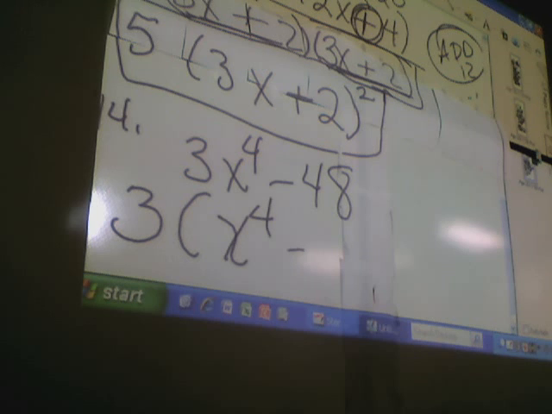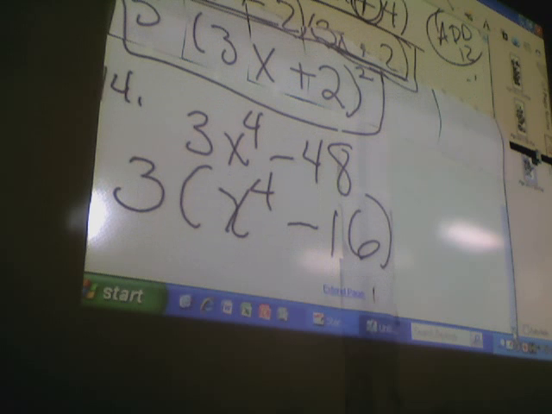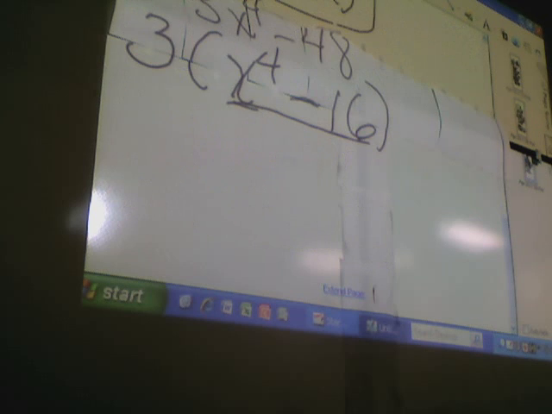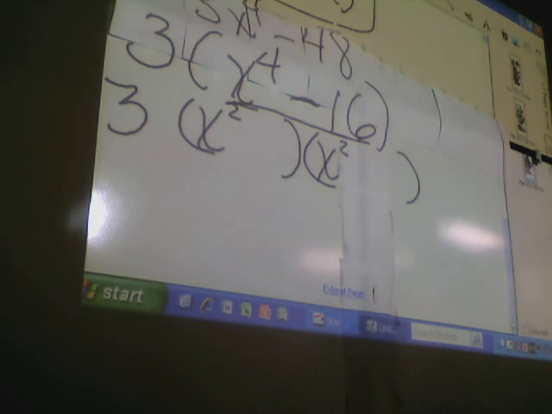We'll have x to the 4th minus 3 times what is 48? 12. How about 16? 16. Yeah. Okay. Now is that as far as we can go, or can we factor this one out here? We could factor it. It's a difference of squares, right? We'll leave the 3 out here. X to the 4th would be x squared times x squared, right? 16 is 4 times 4. And what are we going to do for the signs? Plus and minus.